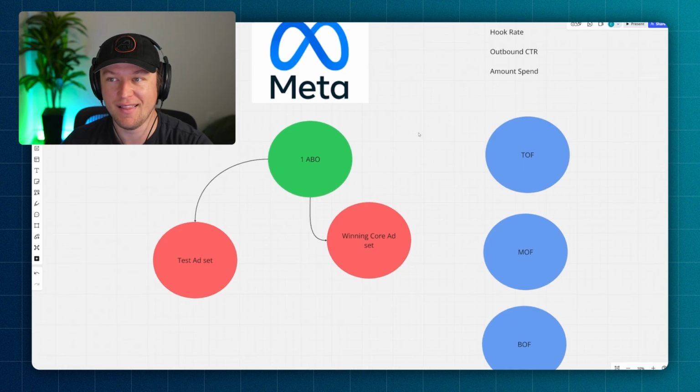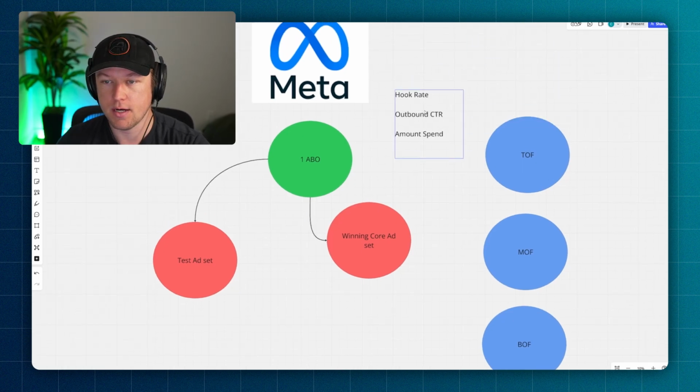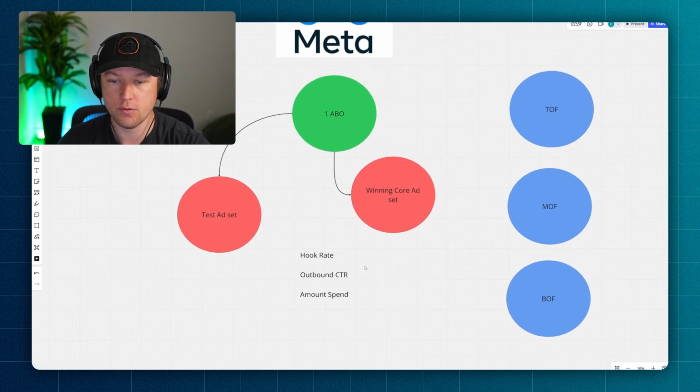What I like to do in this scenario is look at hook rate, outbound click-through rate, and amount spent. I know that you can't necessarily look at hook rate for static imagery, so that's a little bit harder, but for videos, it's a lot easier to figure out what's working and what's not working.